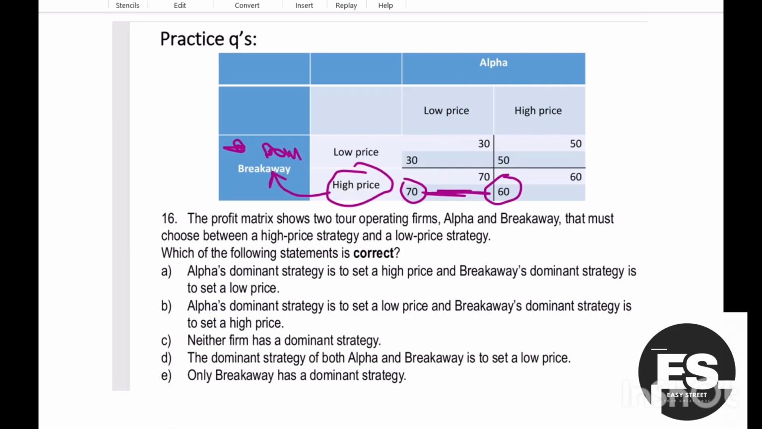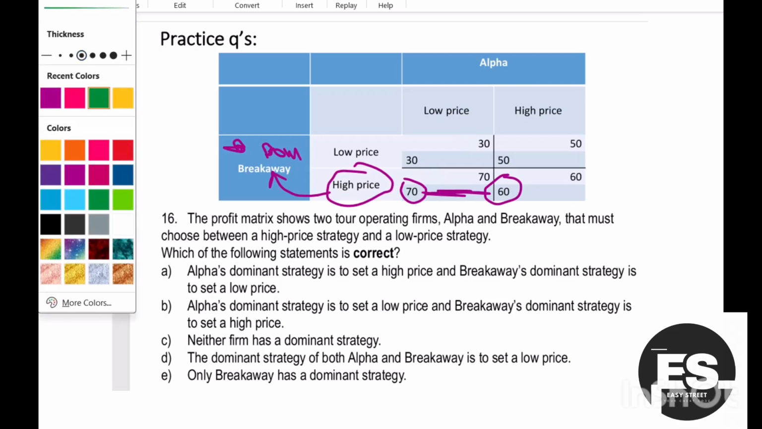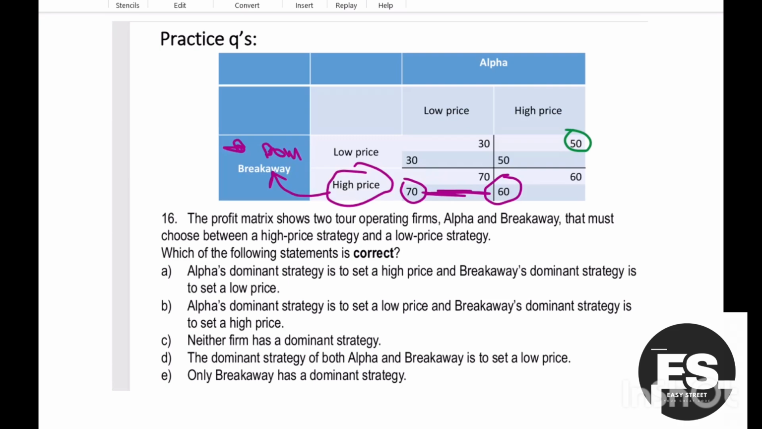Okay, so if breakaway decides to go with the low price, alpha, remember, it's represented by the top columns. What will they do? Will they choose 30 or 50? They maximize profit. A firm will always maximize profit, so they're going to choose 50. Okay, again, what will alpha do if breakaway chooses a high price? So if they choose their action to set a high price, what is alpha going to do? Will they produce 70 or will they produce 60? You're right, they're going to produce 70.